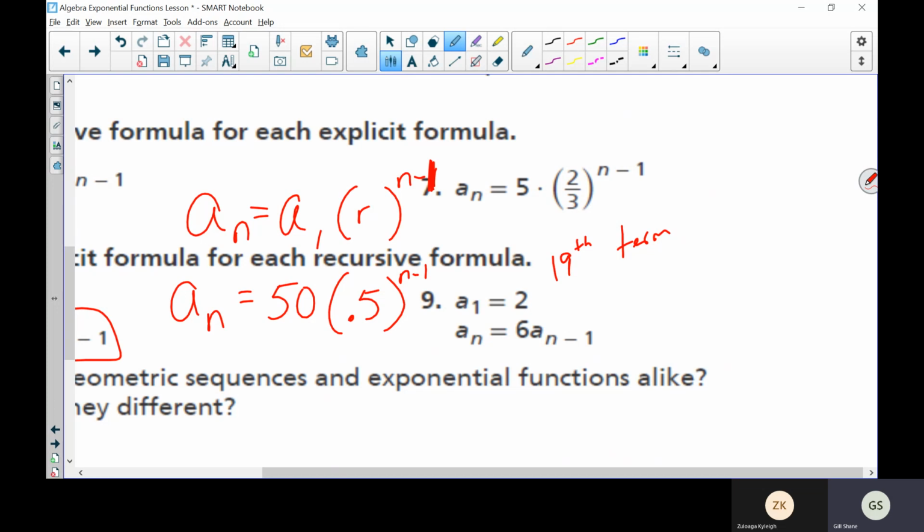So that would be first. So what's your first term? Let's say 1, 2. And you keep going up.